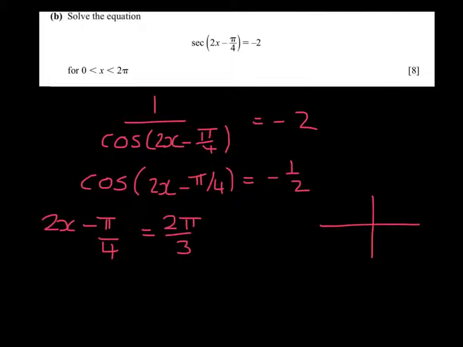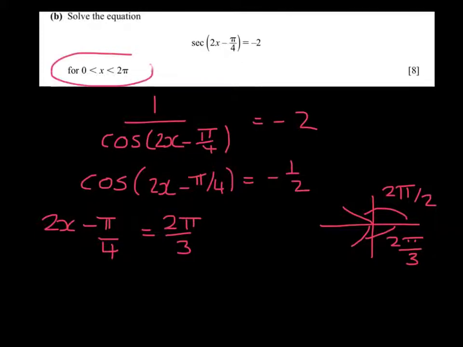If I draw a CAST diagram and mark that on, and I mark on my second solution, I need to look at my limits. I'm going from 0 to 2 pi or 0 to 360. So those first two angles are 2 pi over 3 and 4 pi over 3. Because of the 2x, we need to go around twice, which means I'm going to add 2 pi to each of these, which is going to give me 8 pi over 3 and 10 pi over 3.